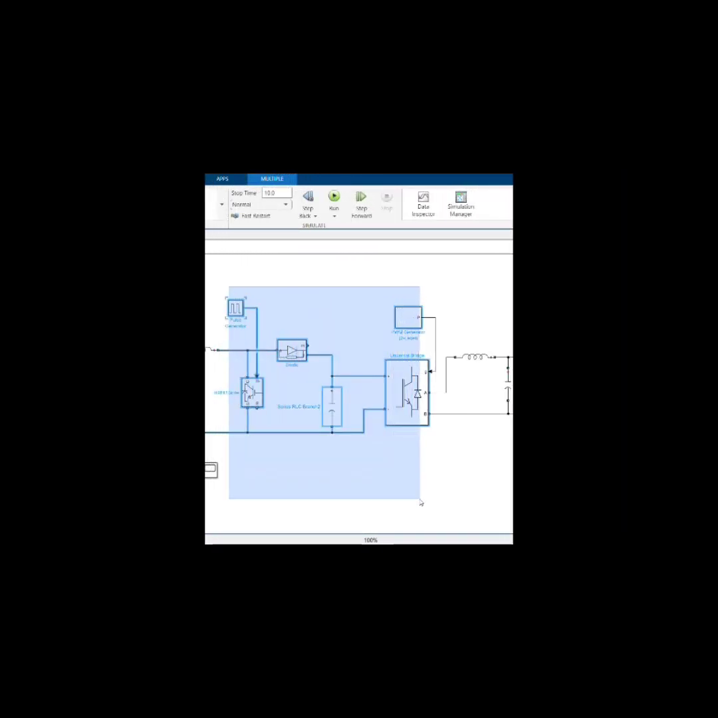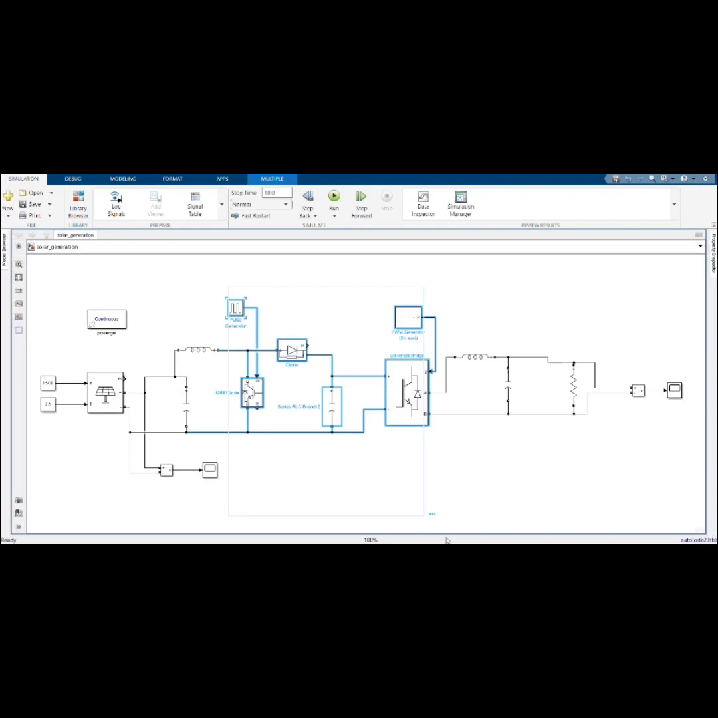IGBTs, insulated gate bipolar transistors, and diodes play crucial roles in solar power generation systems. IGBTs are utilized in inverters to convert DC power generated by solar panels into AC power, while diodes are employed for preventing reverse current flow, ensuring efficient energy harvesting in photovoltaic arrays. Pulse generators in solar power systems control the switching of power electronic devices like IGBTs, enabling precise modulation of pulse width modulation, PWM, signals in inverters. This facilitates the efficient conversion of solar-generated DC power to AC power, optimizing energy output for grid integration.